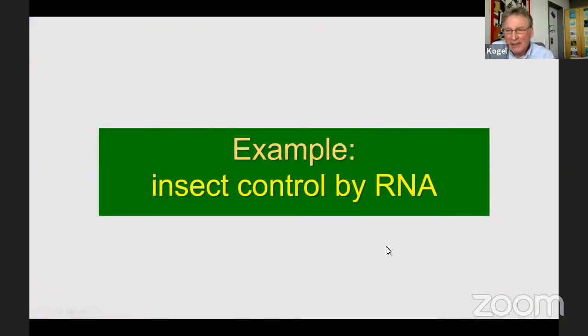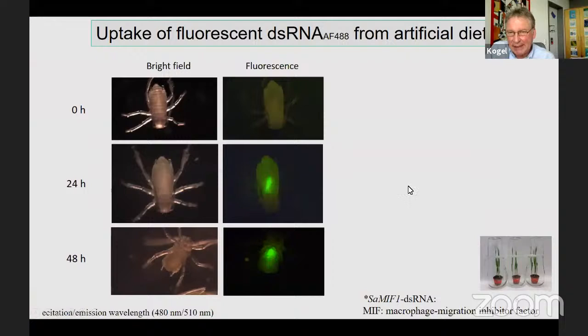I give you one example from our lab where it worked excellently on insects. Here, this is an aphid. Sitobion is a grain aphid, and we fed the aphid with fluorescent double-stranded RNA in the artificial diet. And as you see, after 1 day, the fluorescent RNA is in the gut of the insects and then is distributed in the insect.